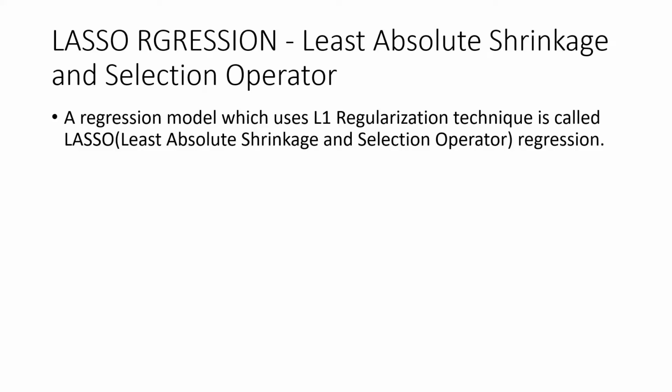Lasso regression, least absolute shrinkage and selection operator, adds the absolute value of magnitude of coefficient as a penalty term to the loss function. Again, if lambda is 0, then we will go back to the OLS, whereas a very large value will make the coefficients 0 and hence it will underfit.